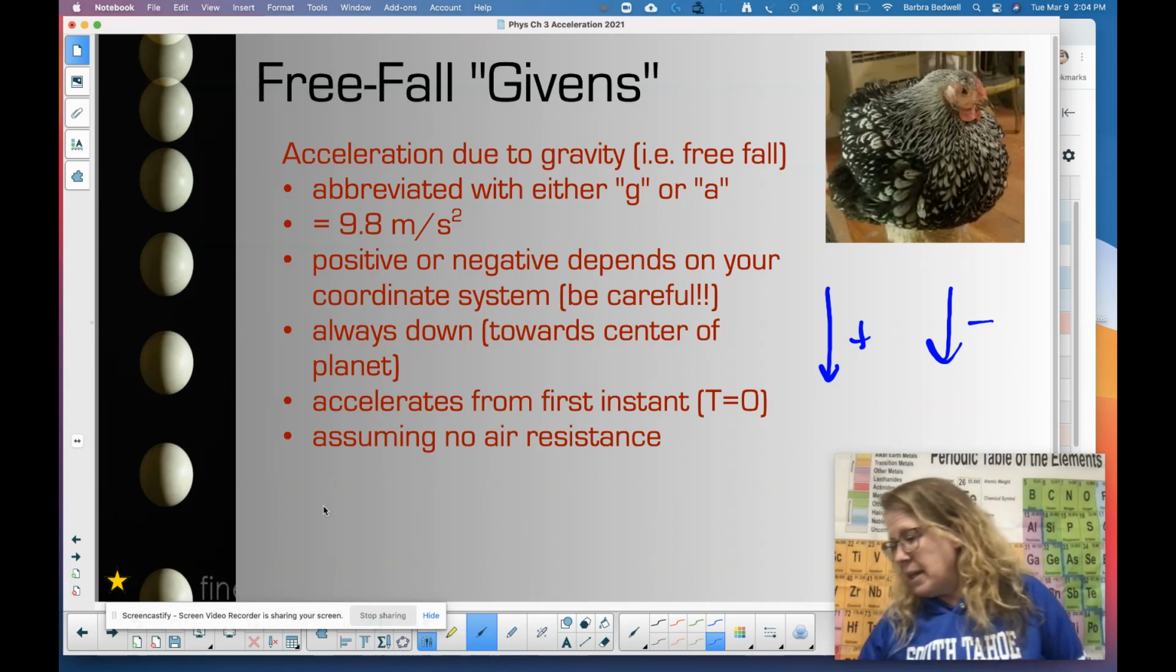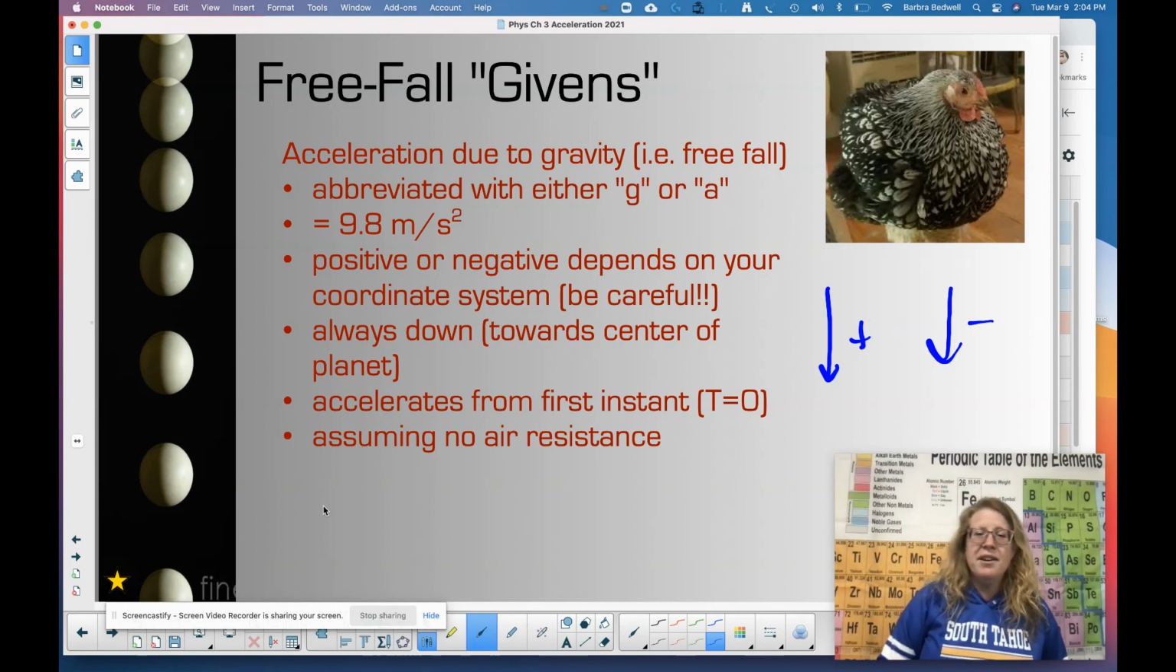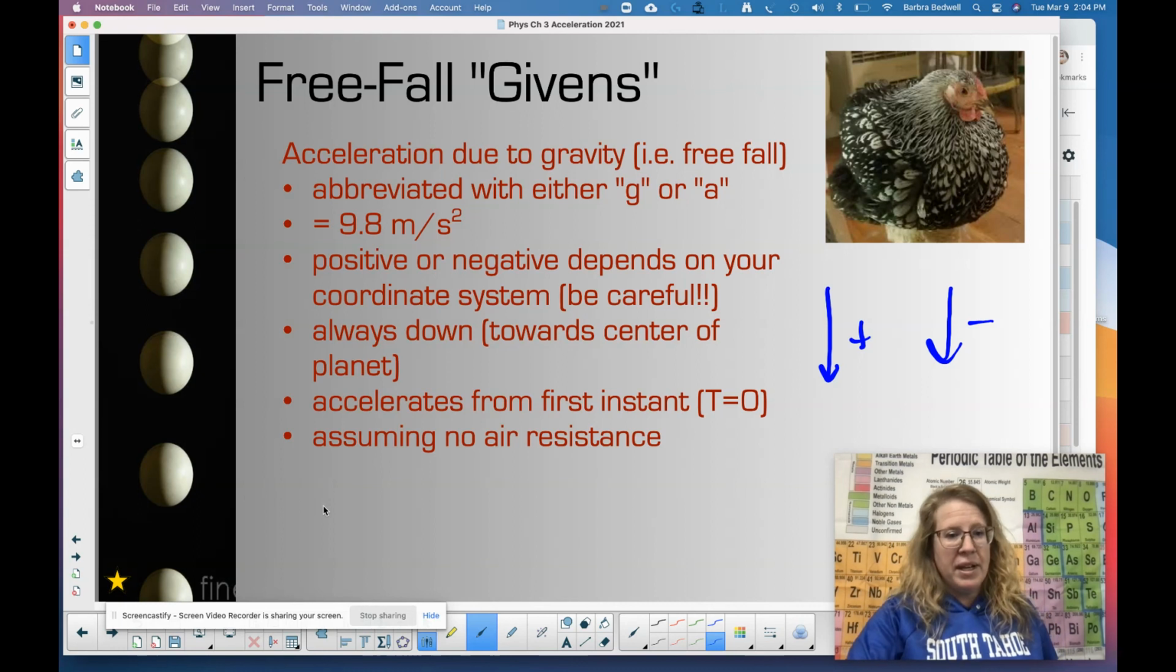And then the last one, our biggest spherical chicken assumption, is that we will always assume no air resistance. You'll see the language that's in there. If you want to do air resistance, you just have to add some extra forces. We'll get there in a later chapter if we do that. Okay, so there you go. Introduction to acceleration due to gravity and free fall.